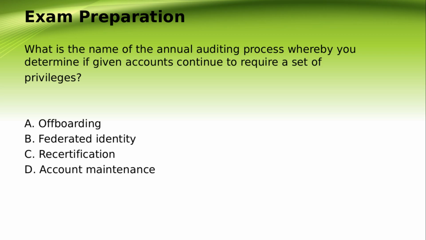What is the second one? The exam preparation. What is the name of the annual auditing process whereby you determine if a given account continues to require a set of privileges? The answer is C, recertification.